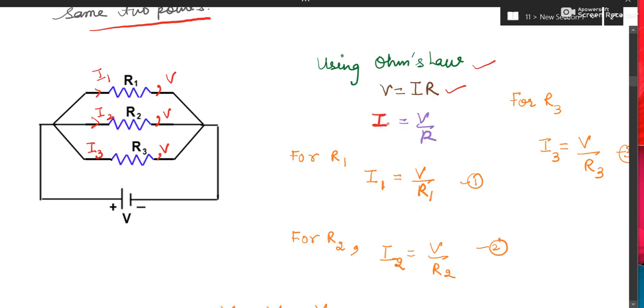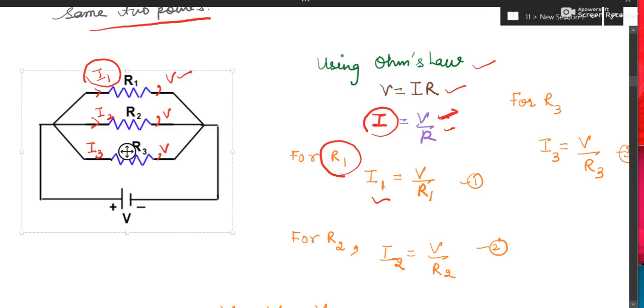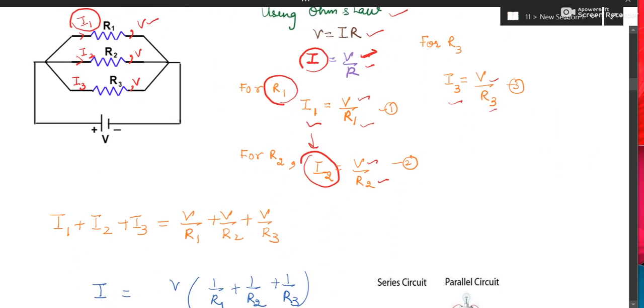So current's expression is V by R. For the first resistor, what is I? You can look here, it's I1. Substitute. What is V? V is V only, and resistance is R1. Similarly, you can write for second, I2 is equal to V upon R2, and third, I3 is equal to V upon R3. Now we'll add up all three equations.